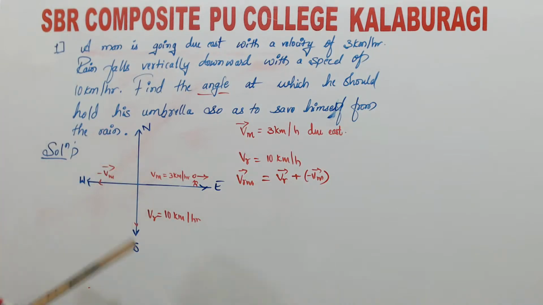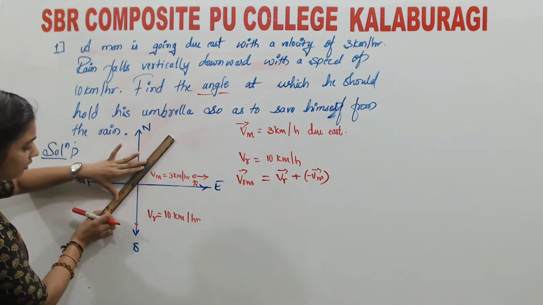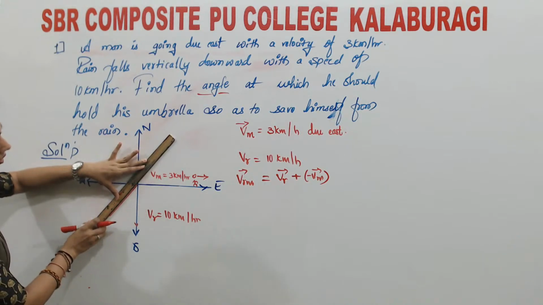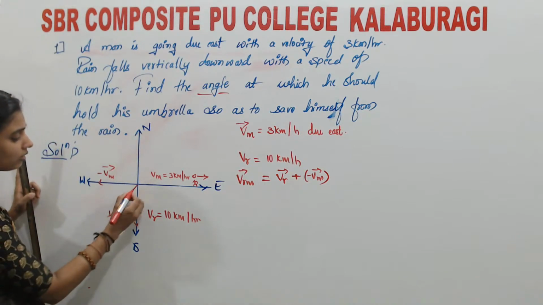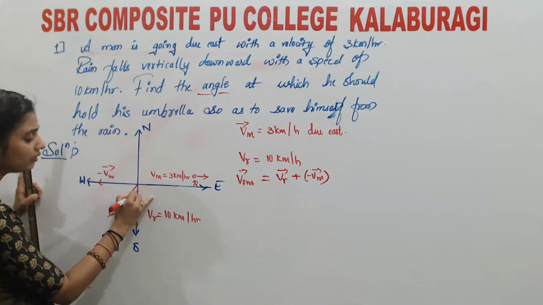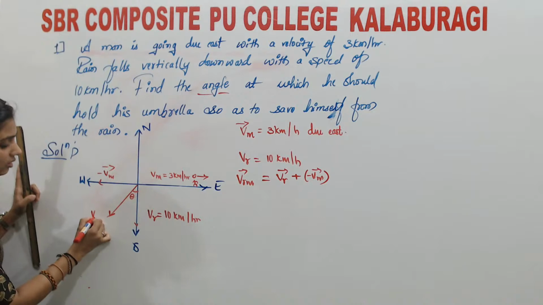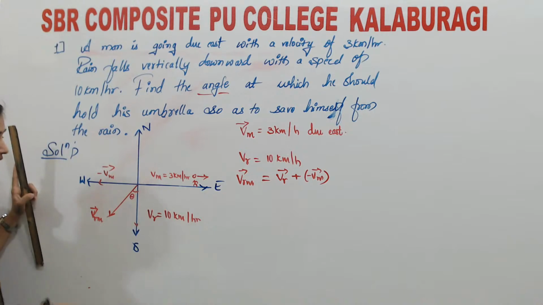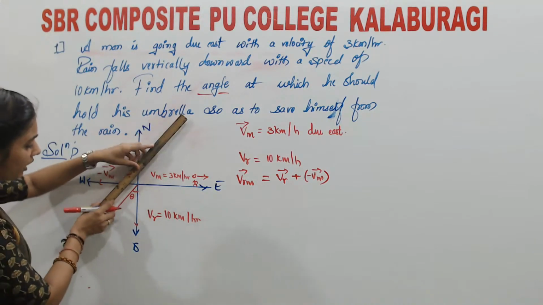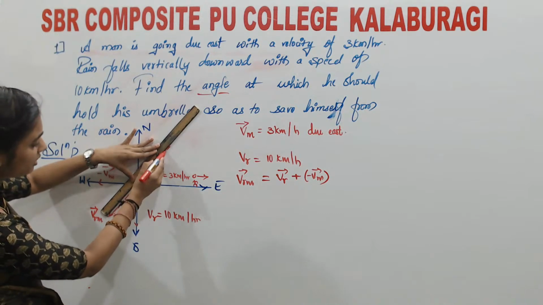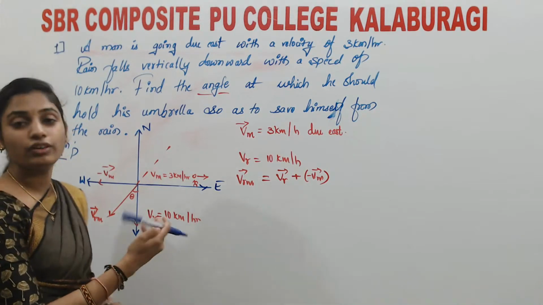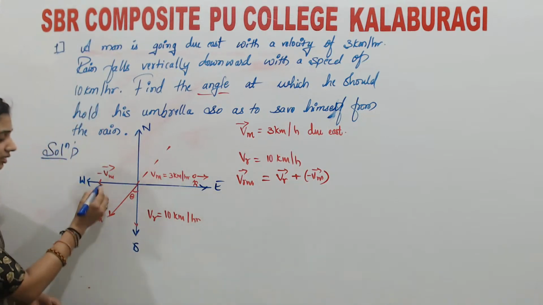Now the resultant velocity will be somewhere like this, making an angle theta with the vertical. So I can write it as the velocity of rain with respect to man. Here our intention is to find the value of theta. Now, what was the formula we had?